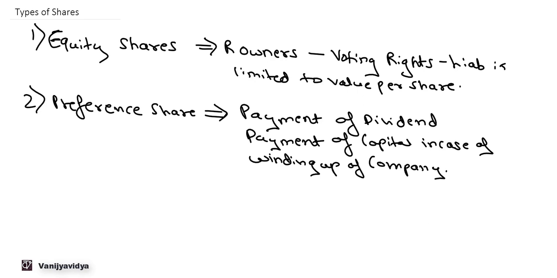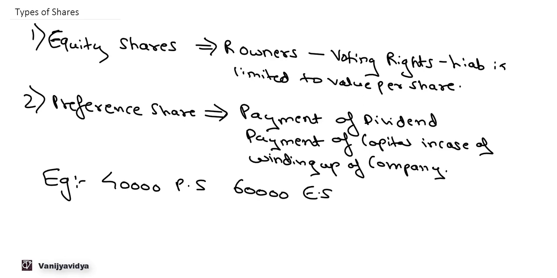Now let us understand what is the preferential treatment in case of payment of dividend and payment of capital in case of winding up of a company. Let us see one example here. Say there is a company and there are 40,000 preference shares and 60,000 equity shares in the company.